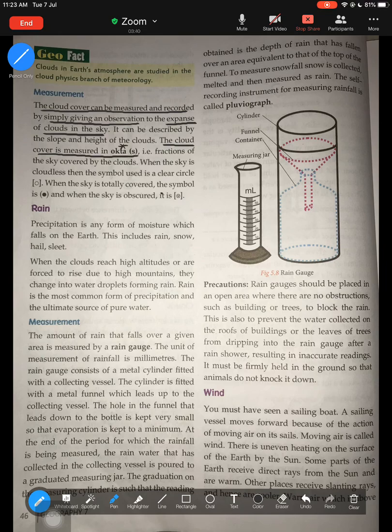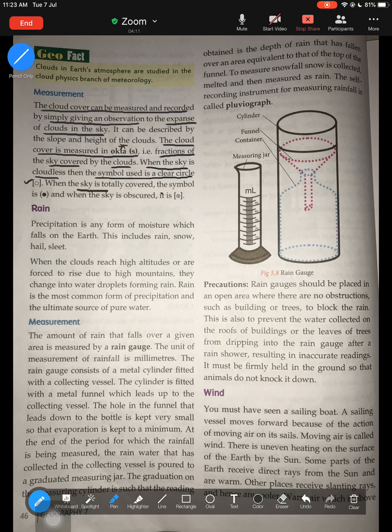Octas means the fraction of sky covered by clouds. So how much fraction of the sky is covered by cloud? That unit is known as octas, which is a unit to measure cloud cover. Now, how do we interpret octas? So please underline: when the sky is cloudless, the symbol used is a clear circle. So if you look at the symbol, a small, empty, clear circle means the sky is cloudless, meaning it's a very clear day, a bright sunny day.